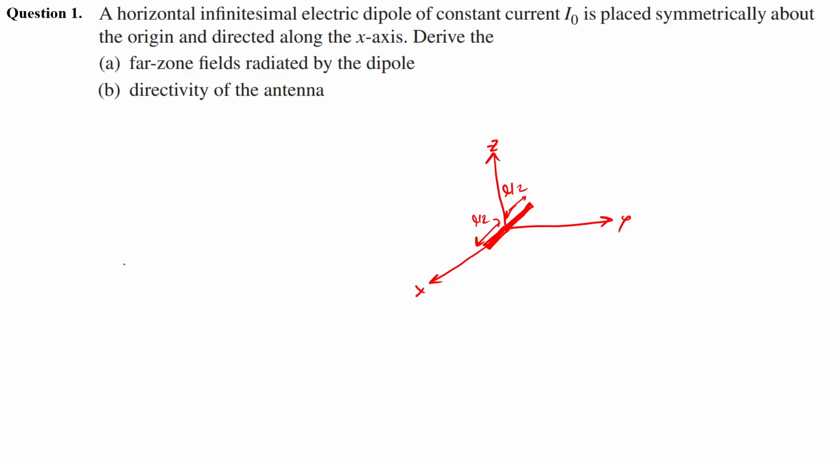So what are far zone fields? Far zone fields are those for which kR is much more than lambda, whatever the distance is. Let's say we are calculating it at some distance R, whose points are x, y, and z. It should be greater than a few times lambda, or we can say a few lambdas, where lambda is the wavelength of the field radiated by the antenna.